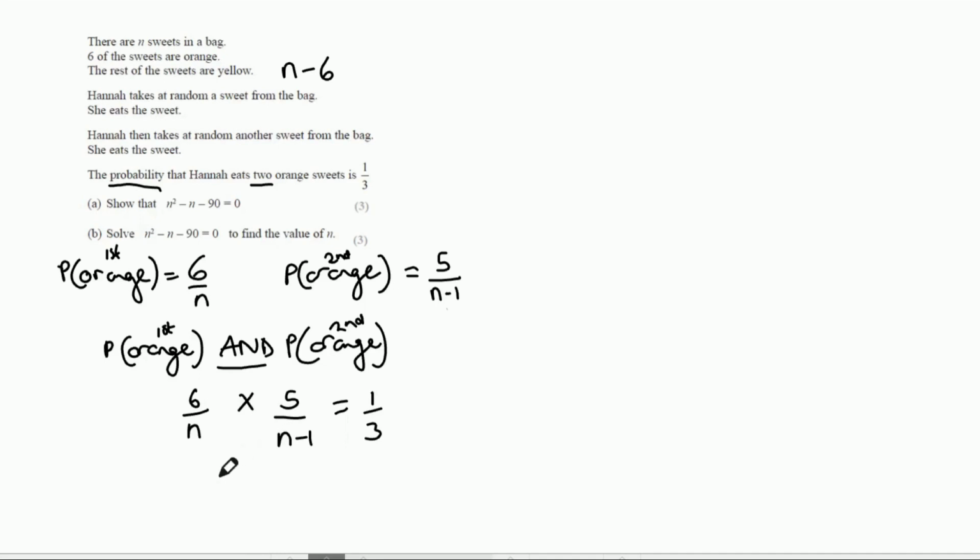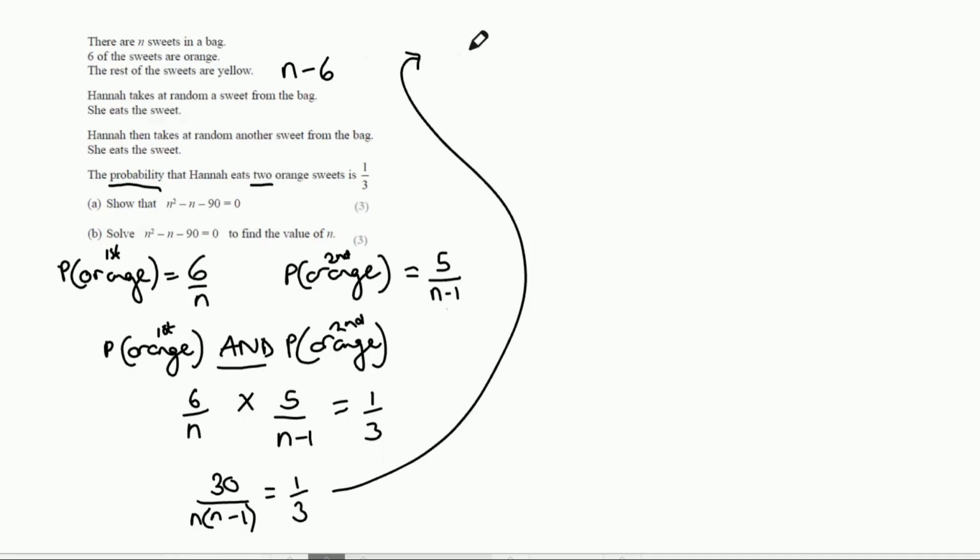So 6 times 5 is 30. And then the denominators, don't want to make any mistakes. So let's just write out those 2 denominators next to each other. Let's use a bracket, multiply the n with everything here, the n minus 1, so that we're not going to make any mistakes. So let's go all the way up here and do our working.